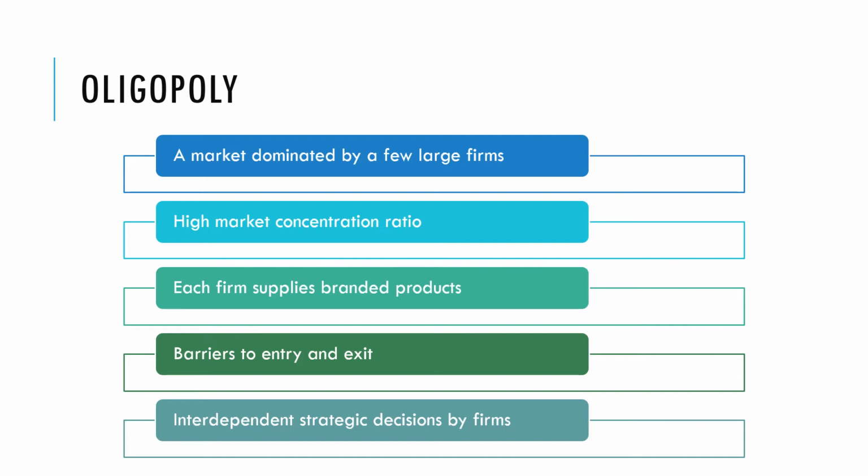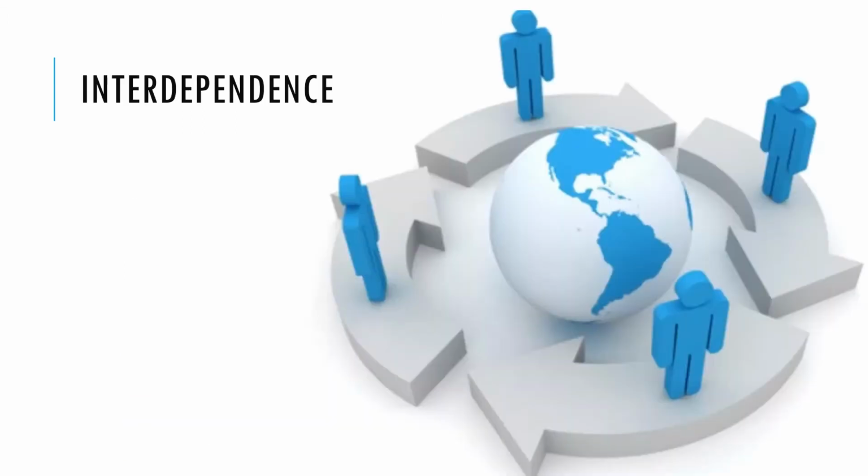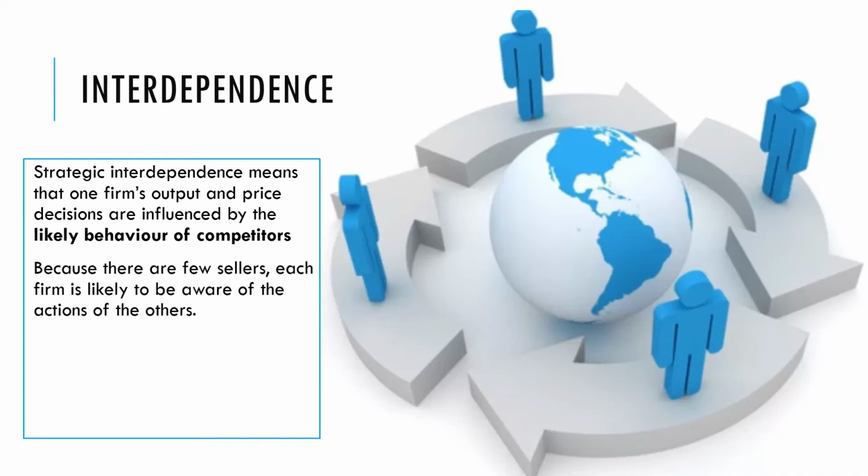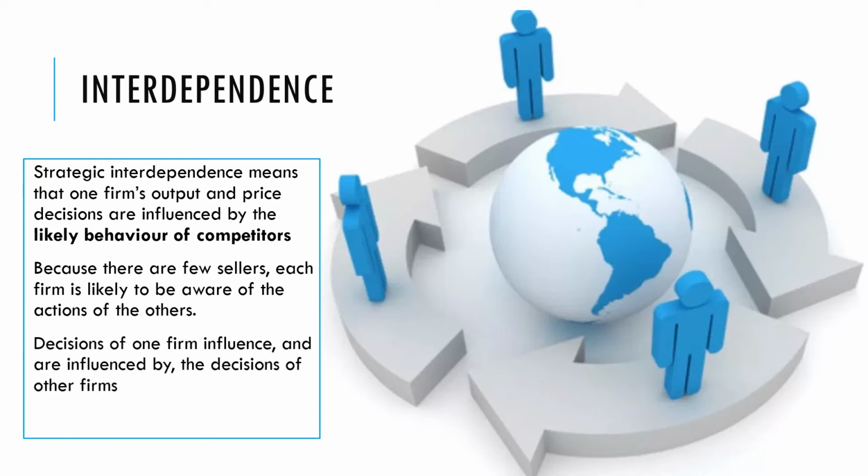So the strategic decisions of one firm influence the other, and they know what each other is doing and take account of those decisions. So interdependence is important. Strategic interdependence means that one firm's output and price decisions are influenced by the likely behavior of competitors. Because there are only a few sellers, each firm is likely to be aware of the actions of the others. Decisions of one firm influence and are influenced by the decisions of other firms.